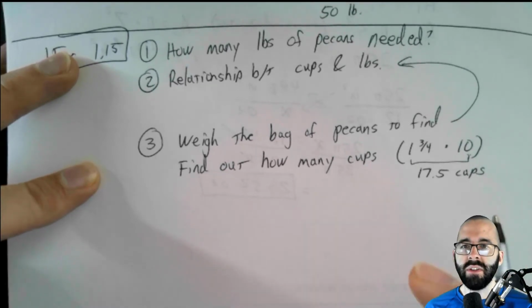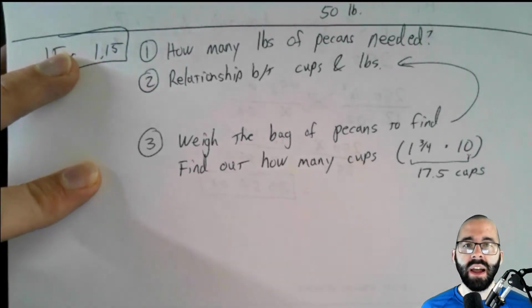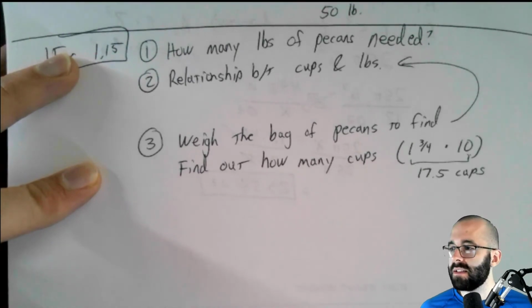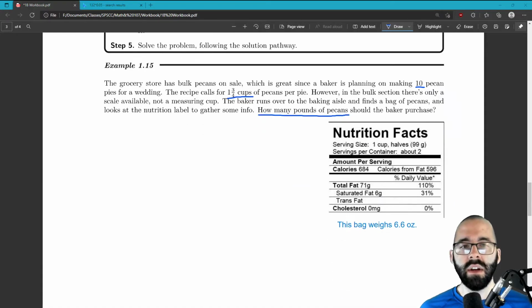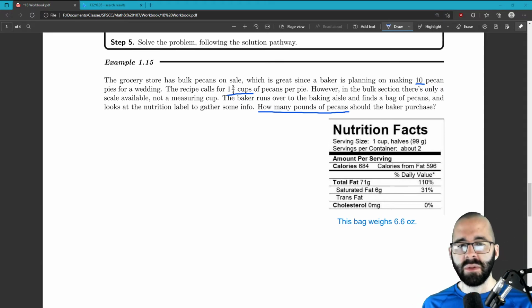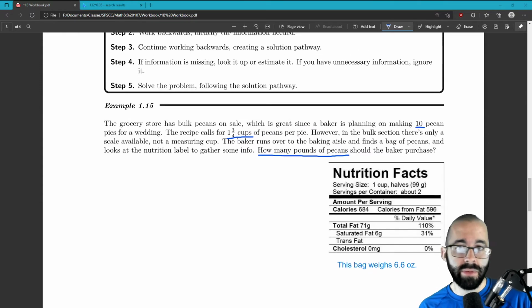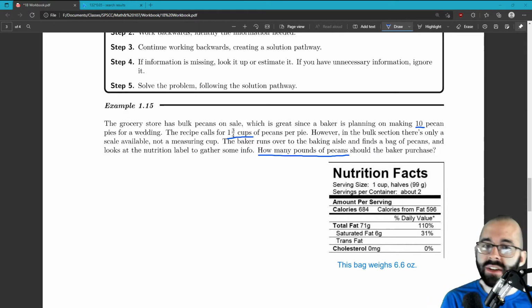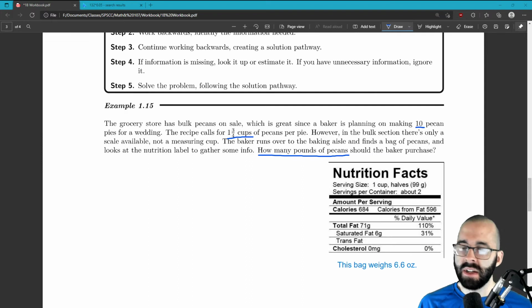Okay. Step 4, if information is missing, look it up or estimate it. If you have unnecessary information, ignore it. So these are the things that we're given. This problem didn't actually tell you how much the bag weighed, but we're going to go and weigh it. So I'm saying that when we go and weigh it, this is what we're going to find out. Sometimes you may need to look it up, Google it, figure it out yourself. But for the purposes of this problem, we're just going to say, all right, this bag weighs 6.6 ounces.